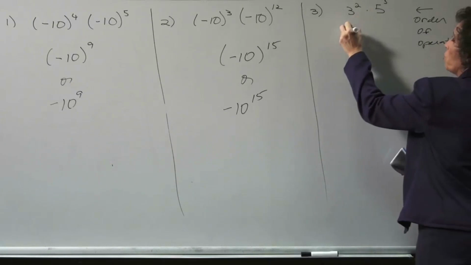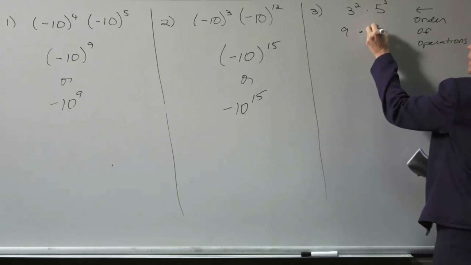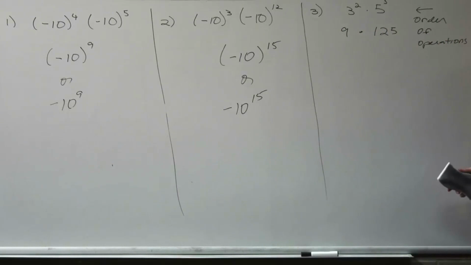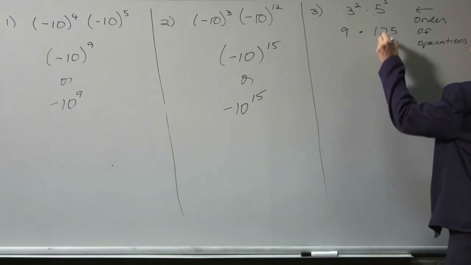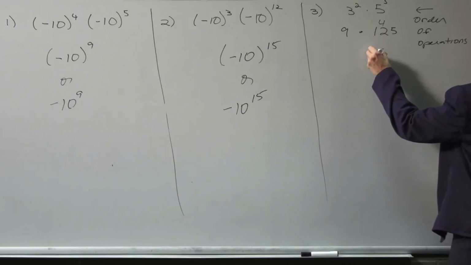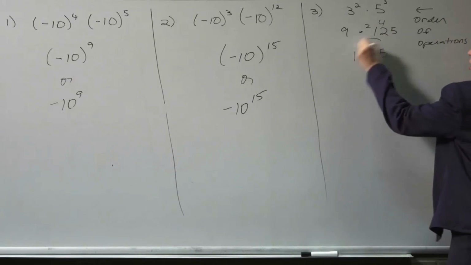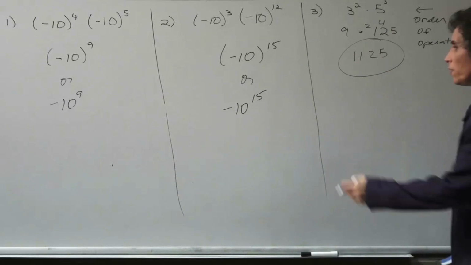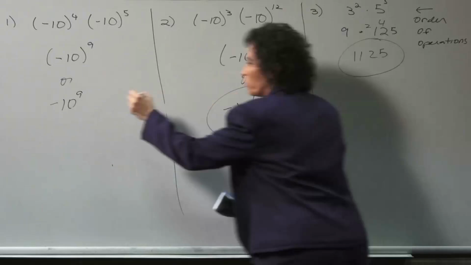Okay, so this is 3 squared, 9, times 5 cubed, 125. And again, the reason for this is because the bases do not match. 5 times 9 is 45, carry the 4, 18 and 20, 22, carry the 2, 1,125. So that's it. That's all you've got to do for the first 3 problems.